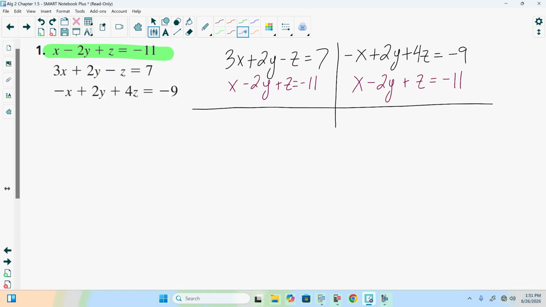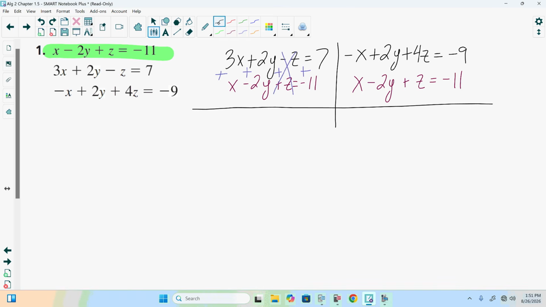Looking on the left, to eliminate z, would we need to add or subtract? Add, because the signs are not the same. They are opposite, so we're going to need to add. Because negative z plus z, negative 1 plus 1 would indeed be 0. That's what we want to have happen.